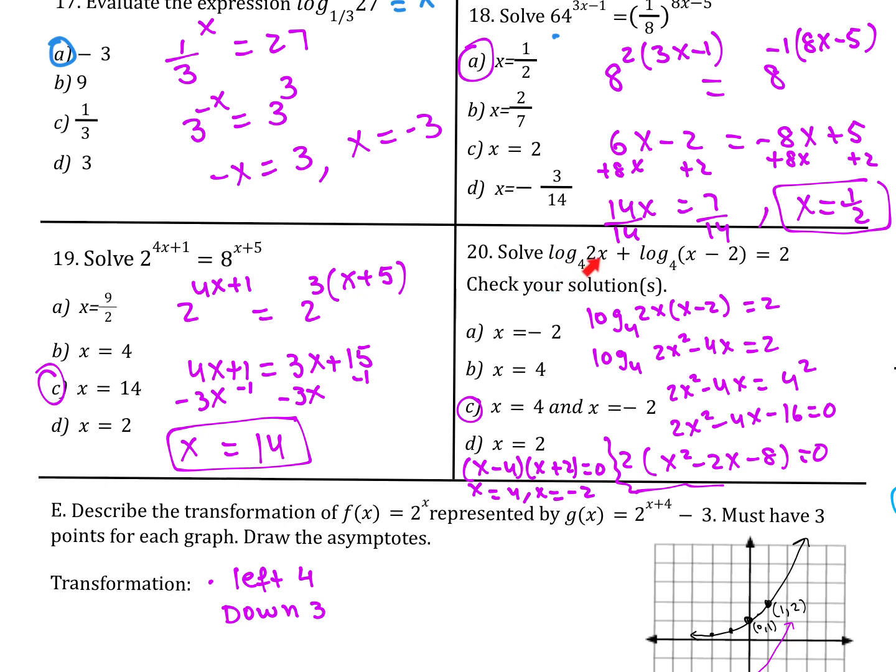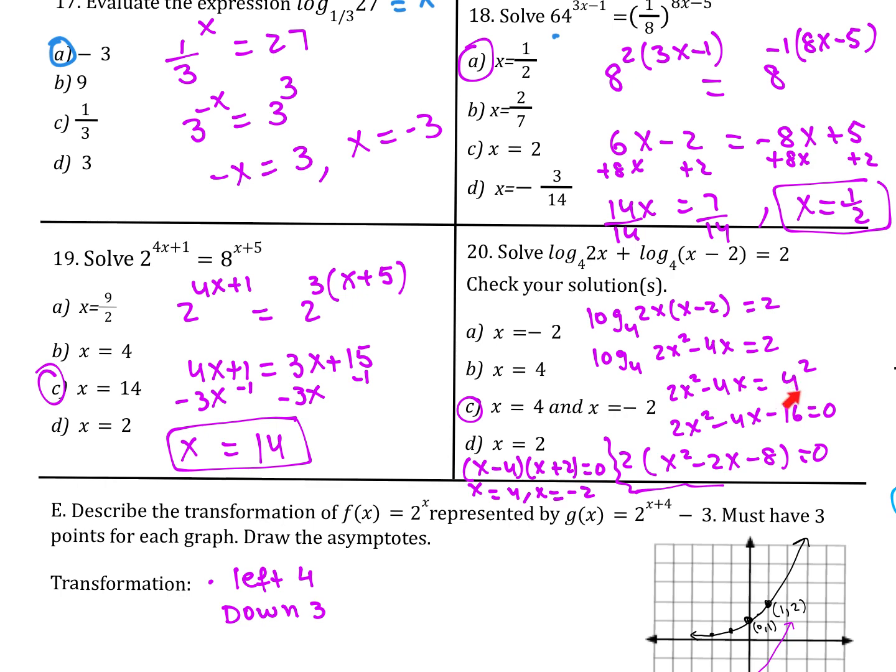Change log m plus log n as log m times n. So this becomes 2x squared minus 4x, log of base 4 equals 2. So base stays the same. This is a power. 4 to the power 2 equals this expression.